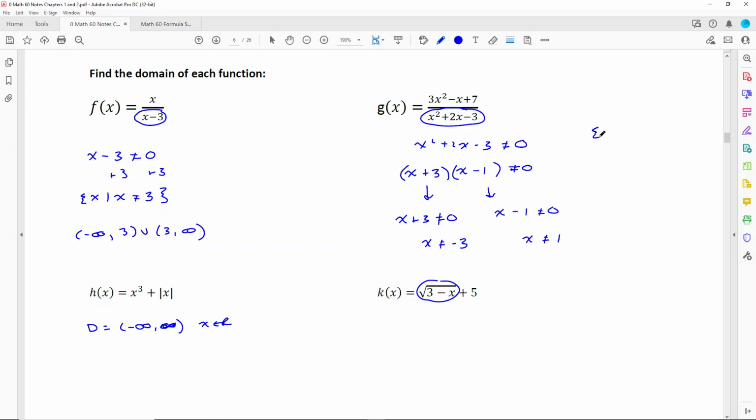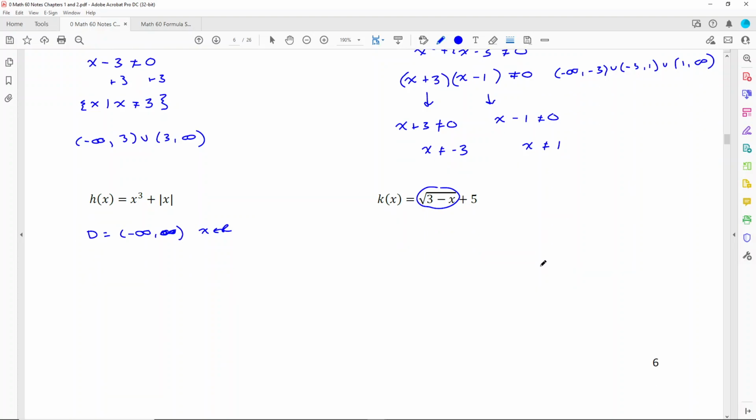So if I was to write this in set notation, I'd say it's the set of x such that x cannot equal -3 or 1, and call it good. Interval notation, everything from -infinity up to -3. Then from -3 to 1. Then from 1 to infinity. I think that's why they all of a sudden allow set notation, is because that's really annoying to write.